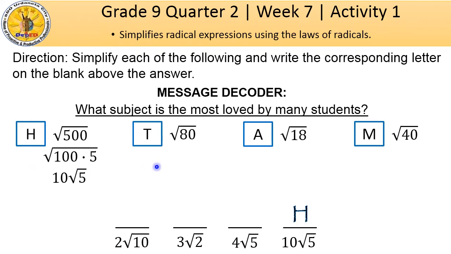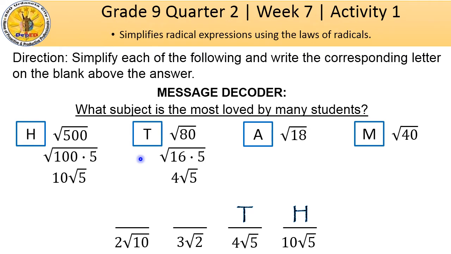Next, letter T. What are the two factors we are going to use? Correct, square root of 16 and 5. Square root of 16 ang ginamit natin dahil ito yung pinakamalaking perfect square ng 80. And then, multiply it by 5. Now, square root of 16 is equal to 4, tama, and copy square root of 5. Let's put letter T on its corresponding answer below.